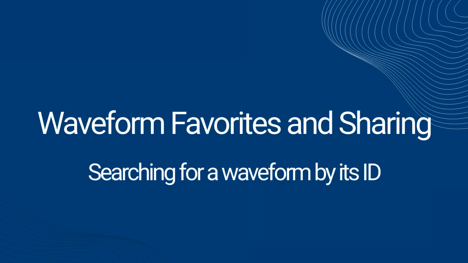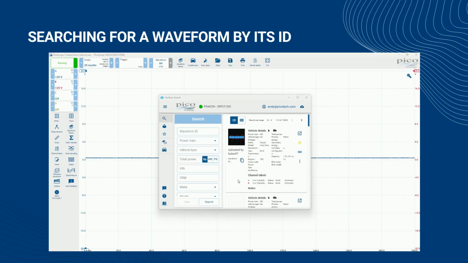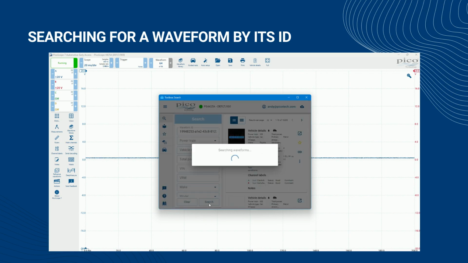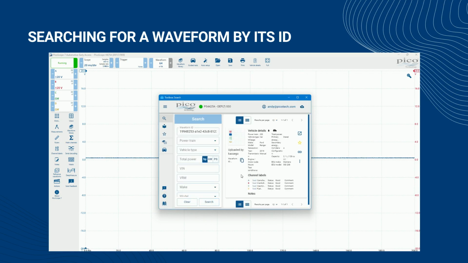Section 4, Searching for a Waveform by its ID. If you have the ID of a waveform, you can quickly find it within the Waveform Library using Search. Click on the Search icon in the Waveform Library application. Copy the ID and paste it into the Waveform ID field at the top of the Search panel and click Search. Only one waveform will be returned, the waveform you require.